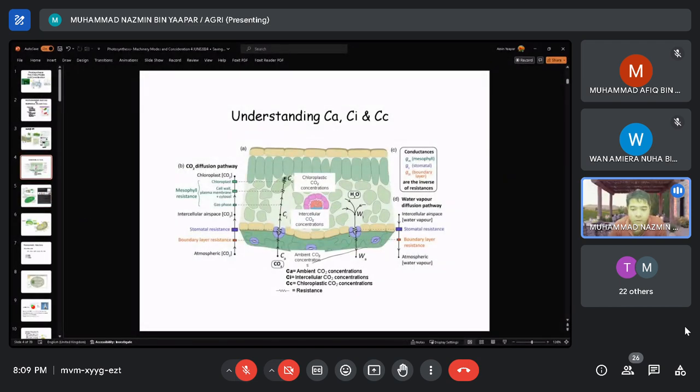So to give you a better appreciation of it, look at the journey of the CO2. This is very important because CO2 is one of the ingredients in photosynthesis. Photosynthesis is just like any other biochemical reaction. They need substrate, and it happens that for photosynthesis, the substrate is carbon dioxide, CO2. So regardless of the textbook or the journal papers that you are using as your reference, usually these are the common symbols that we use to denote which CO2 location we are talking about.